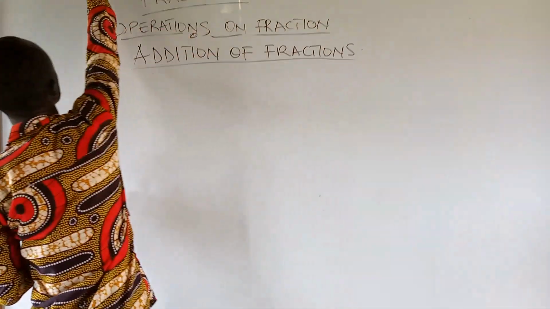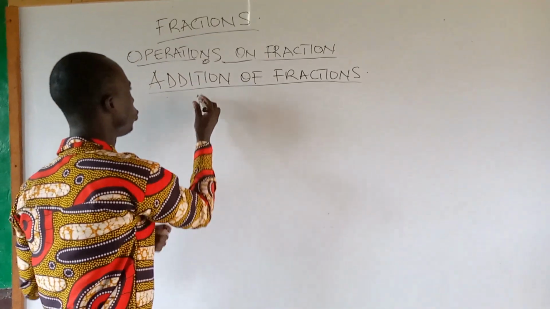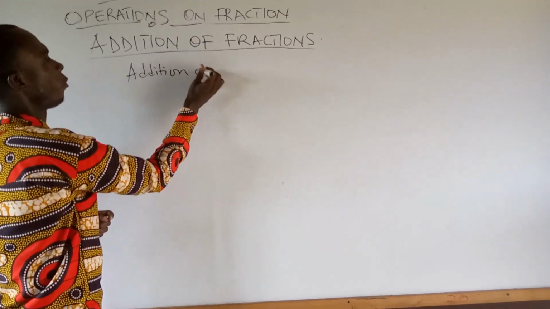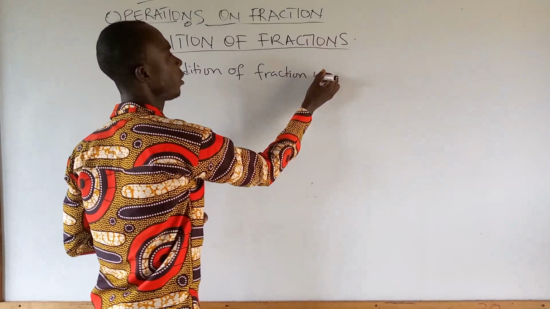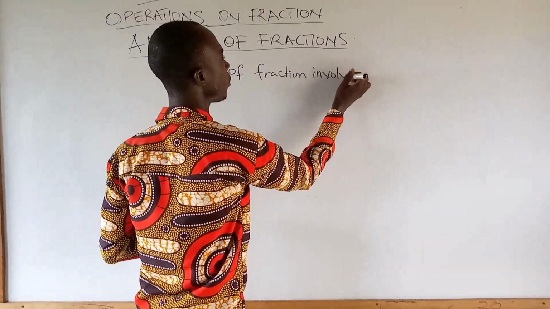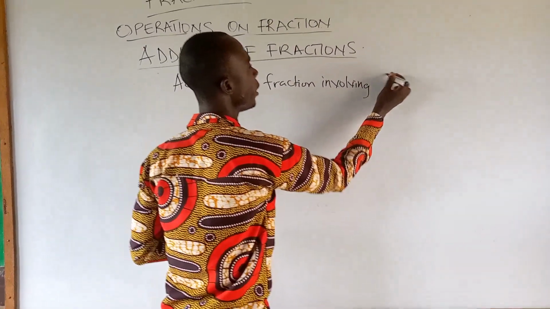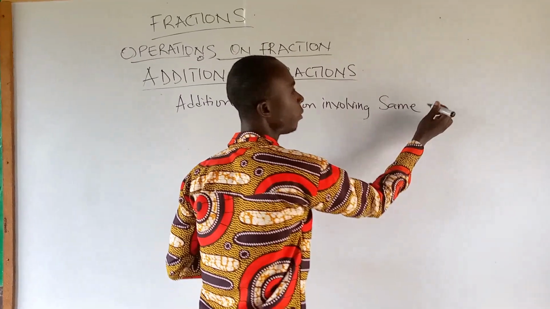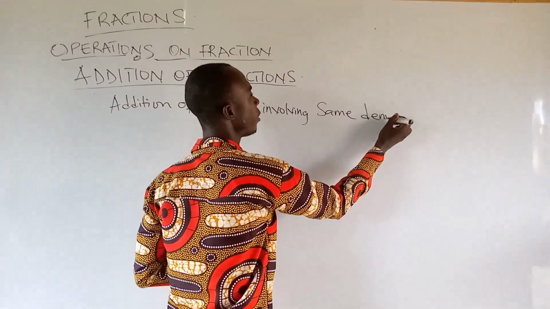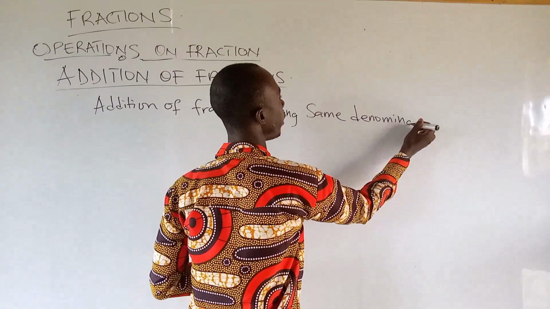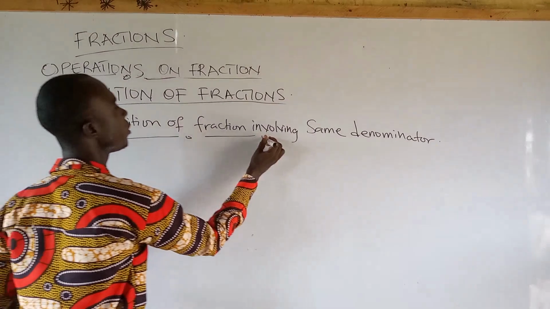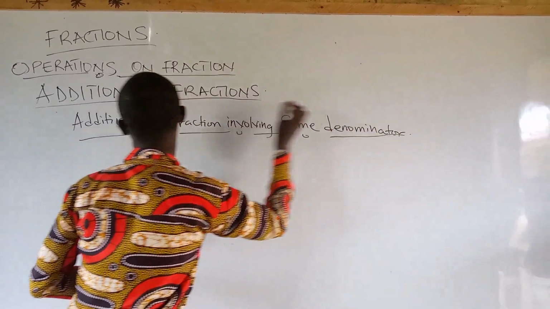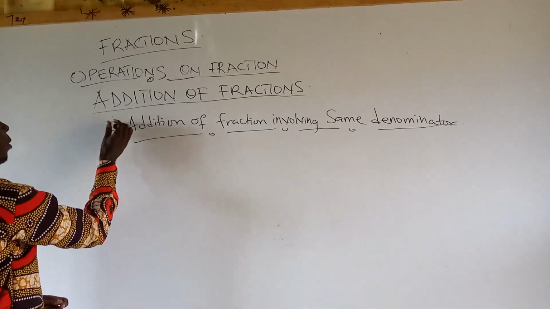Let's move on to addition of fraction. Addition of fraction involving same denominator. Addition of fraction involving same denominator. And this is the second part, that is B.